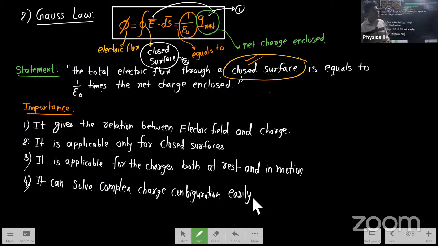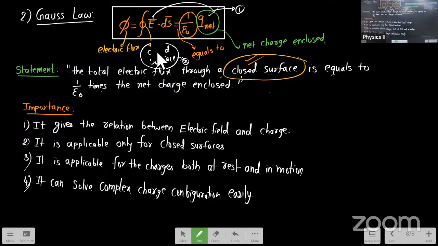And why are we using Gauss law? What is the statement for Gauss law? The total electric flux through any closed surface is equal to 1 by epsilon naught times the net charge enclosed in the surface. And what are the importances of Gauss law? The first importance is it gives the relation between electric field and charge. The second importance is it is applicable only for closed surfaces.